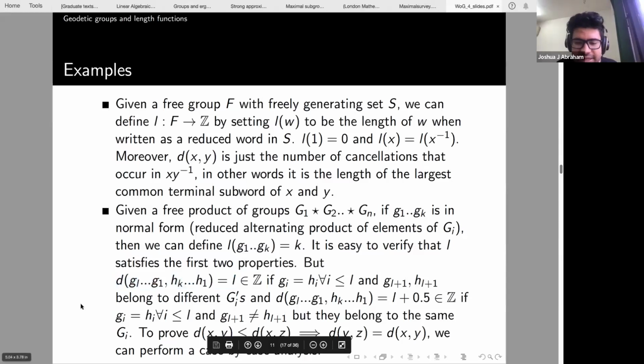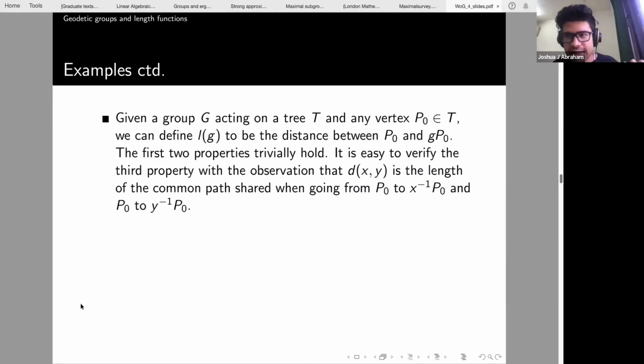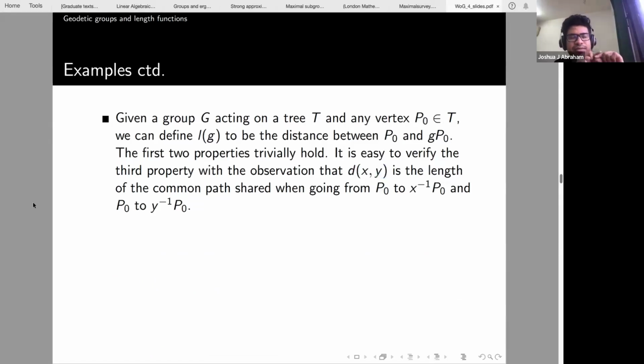To prove the third property is just a case-by-case analysis, which I will skip. This example gives us a whole class of examples. Essentially, when you have a group action on a tree, you define the length function by fixing a vertex p0, and you define the length of an element g to be the distance between p0 and the vertex g p0. Here, the first two properties hold, and d of xy is just the length of the common path you get when you go from p0 to x inverse p0 and p0 to y inverse p0. It's just the length of the common path that they share.